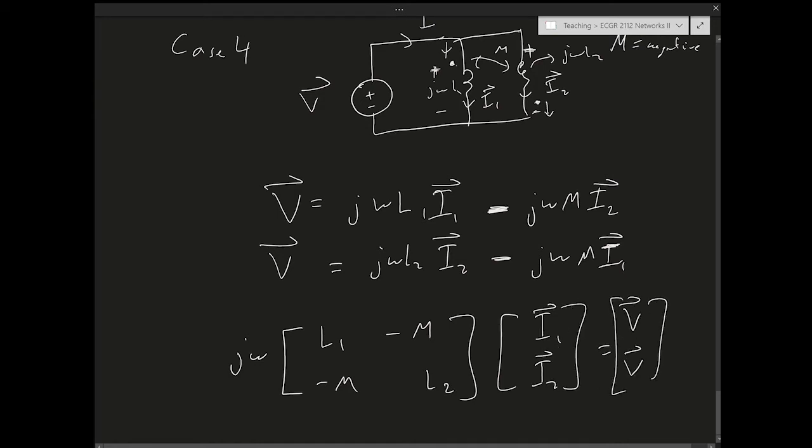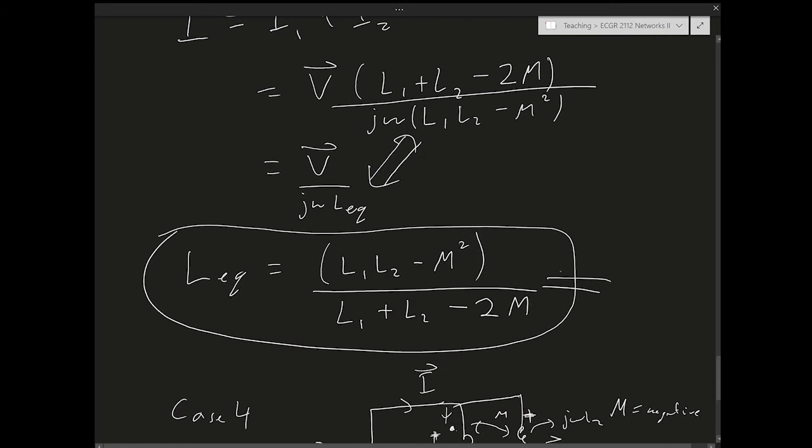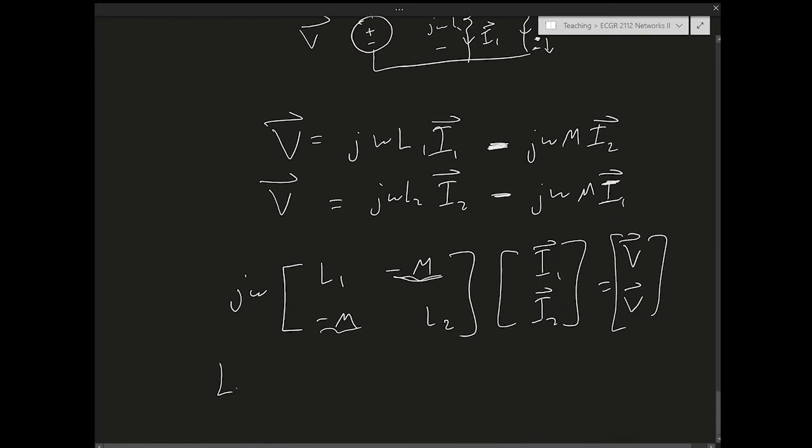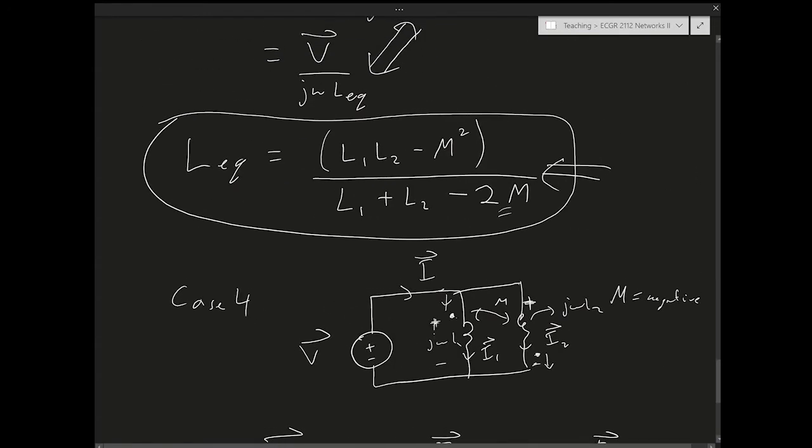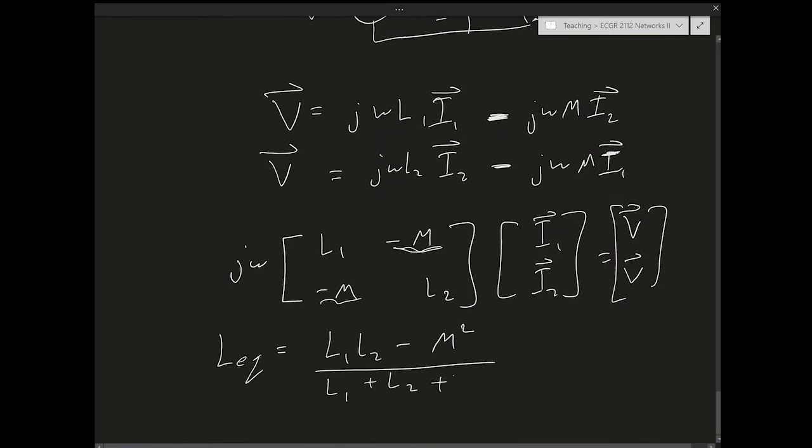This is exactly the same matrix we got the last time. The only difference is that instead of M we have minus M here. So to find the solution here, all we have to do is plug in minus M instead of M in this expression. The M squared will be the same, because M or minus M squared is going to give me the same value, but this will change. So L equivalent in this case is going to be L1 L2 minus M squared over L1 plus L2, and then instead of minus 2M, I end up with plus 2M.